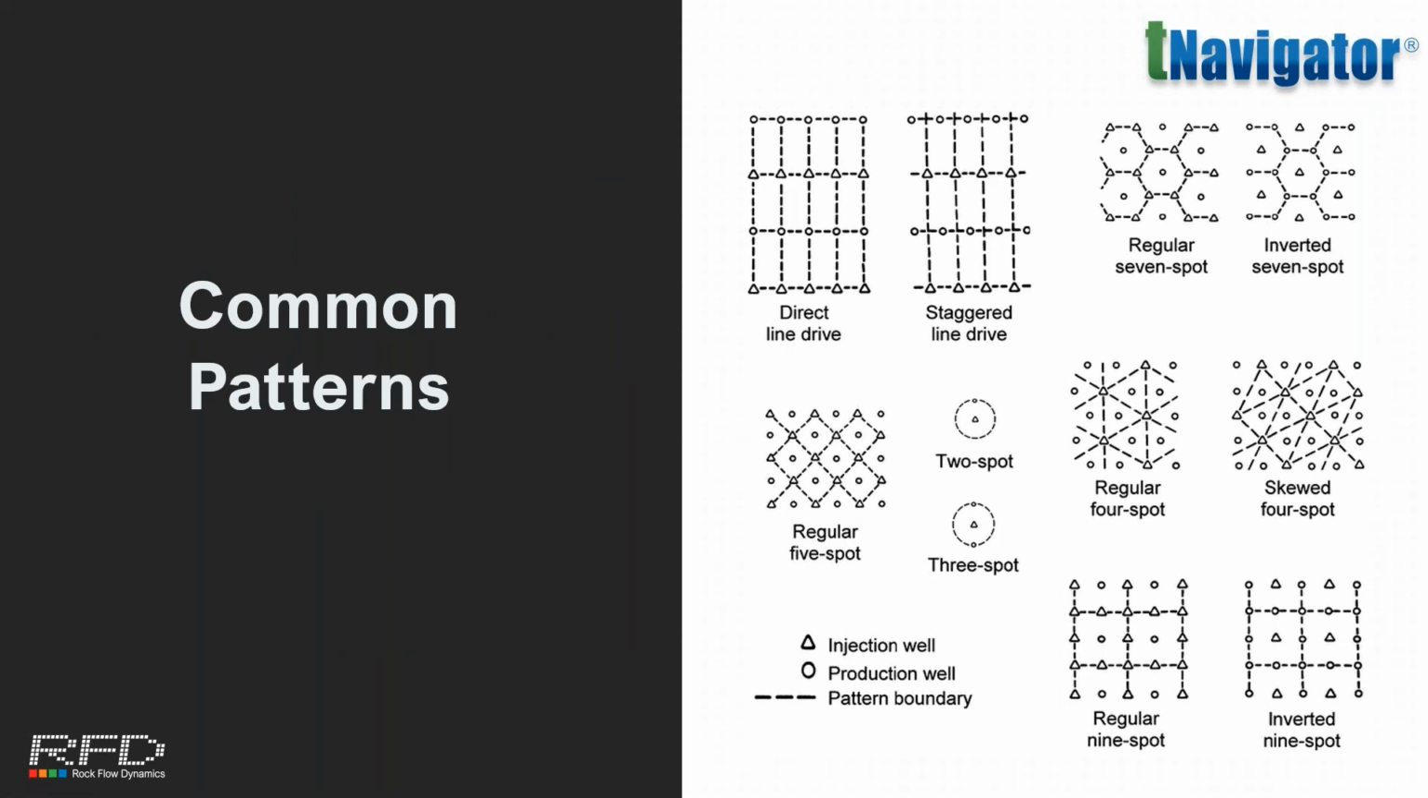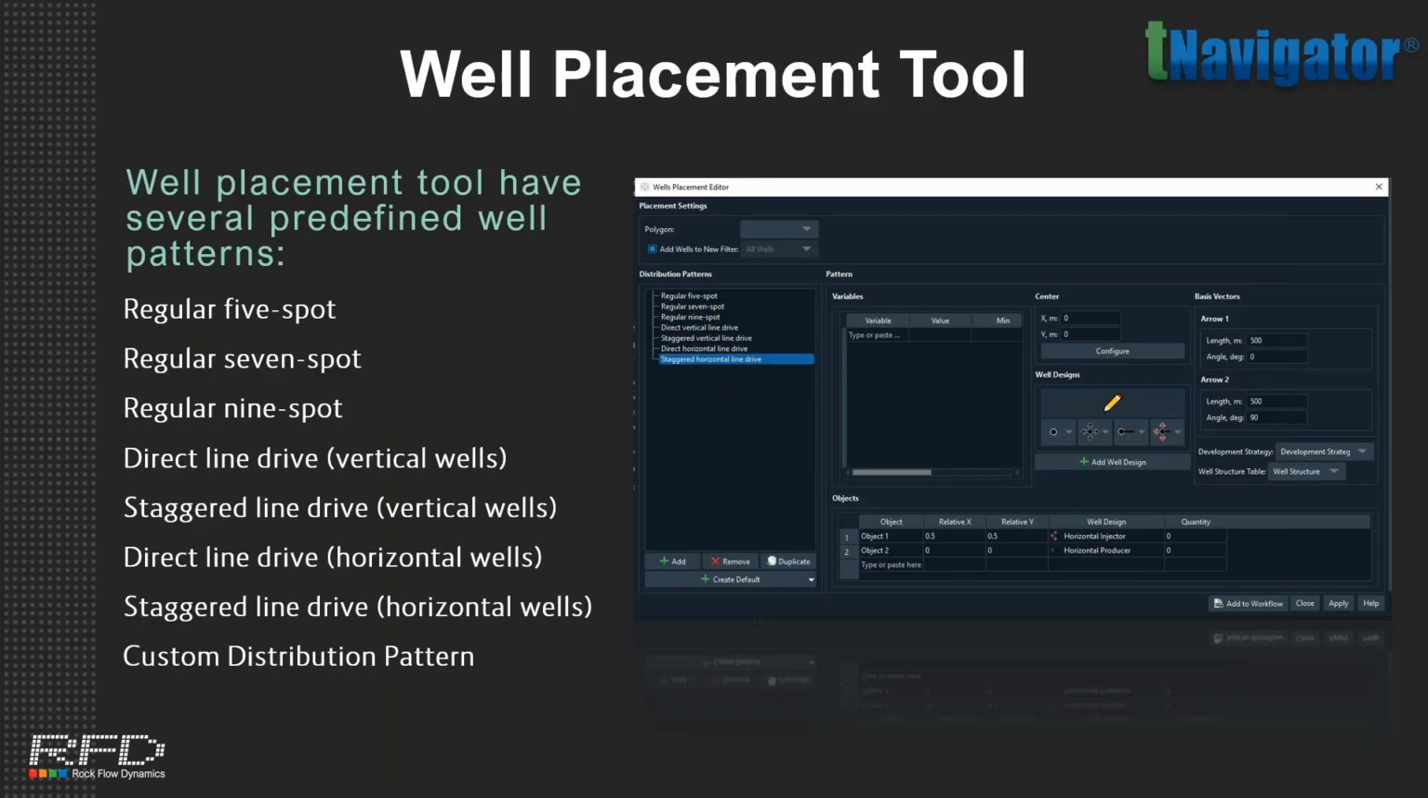As we all know, we can find several popular patterns in the literature, like 5 spot, 7 and 9 spot, as well as direct line drive and staggered line drive, that have been used widely in the planning of water flooding schemes. So for this task, we have the well placement tool in the Model Designer, where you can find several predefined well patterns for vertical and horizontal wells. And also, you can add your own pattern configuration using custom distribution pattern if you desire.